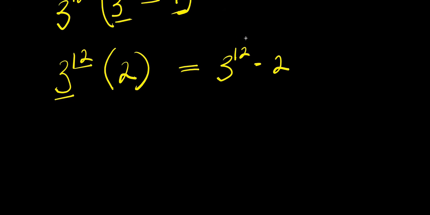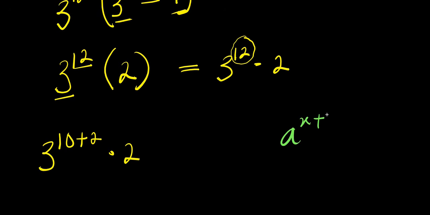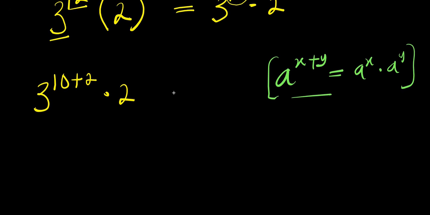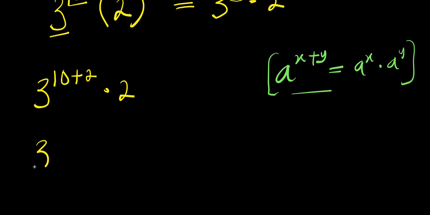Now I can express this 12 as summation of 10 and 2. I have 3 power 10 plus 2 times 2. Remember, a power x plus y equals a power x times a power y. Let's apply that here. We have 3 power 10 times 3 power 2 times 2.